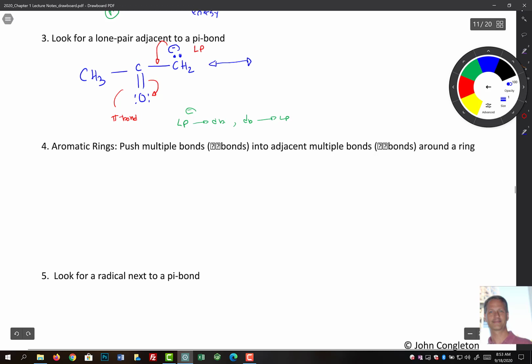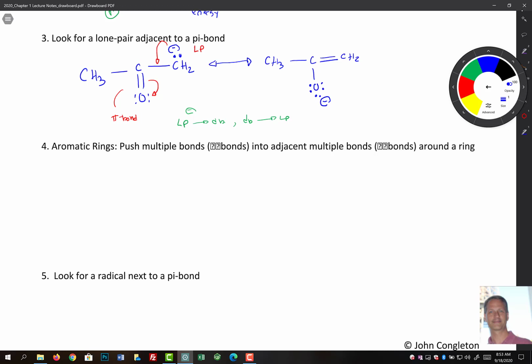So what we're going to get in the end here is CH3, CH2. Oh, remember the skeleton doesn't change. But now that's going to be a double bond. And then we're going to have an extra lone pair on the oxygen and a minus charge here.